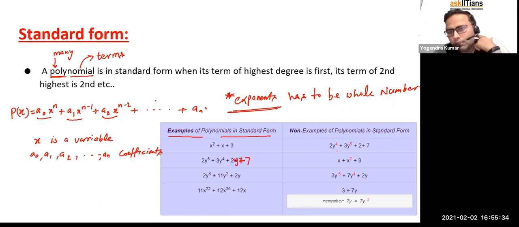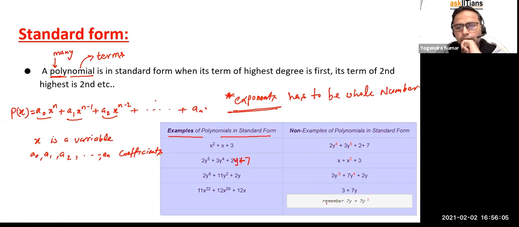Here you can see known examples of polynomials in standard form. This one is not written in standard form. Standard form is when we maintain the order of exponents in decreasing order. Here it is 22, then 20, then 1, and here it is increasing. So this is not in standard form, but we can bring it into standard form.